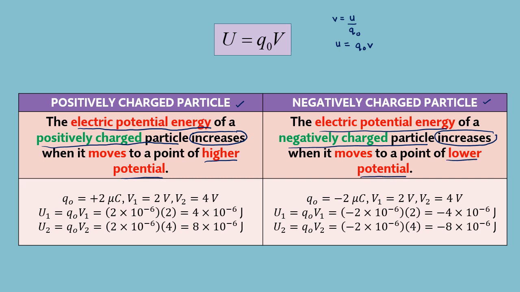So how can this happen? Let me show you using a calculation so that you will understand this statement more. We go for the positively charged particle. Let's say Q naught is positive 2 microcoulomb, V1 is 2 volt, while V2 is 4 volt. The 2 volt is the lower potential.